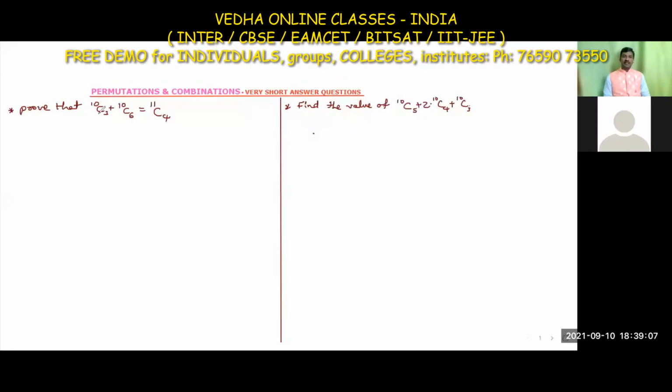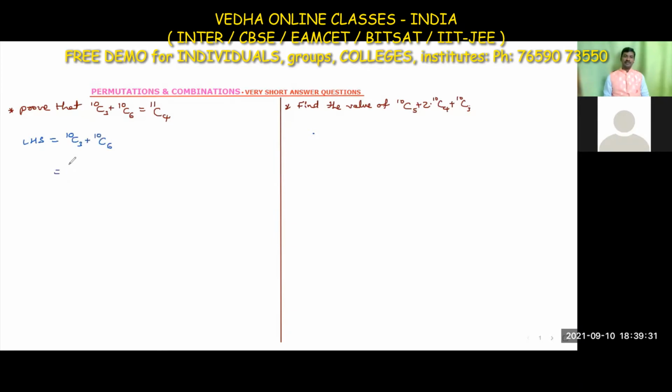So prove that 10C3 plus 10C4 is equal to 11C4. So how to prove that? First we take the LHS. From the LHS we have to prove the RHS. Okay, so now I am taking the LHS. Taking the LHS, that is 10C3 plus 10C6.